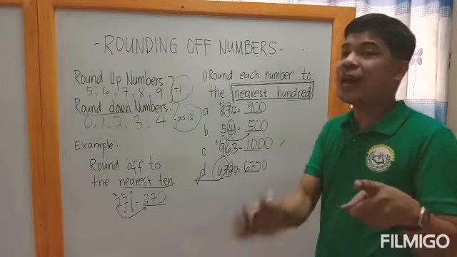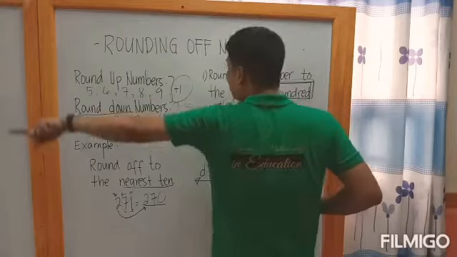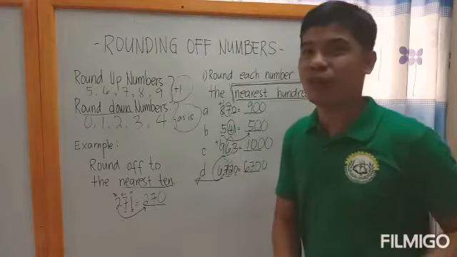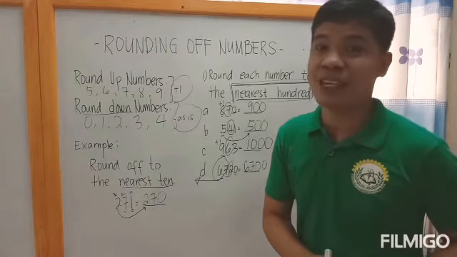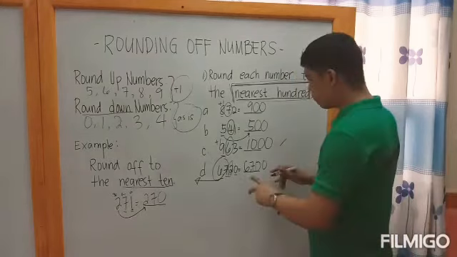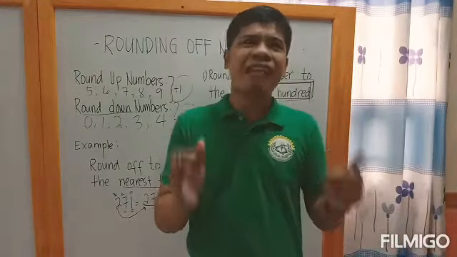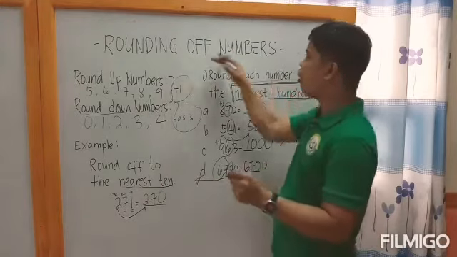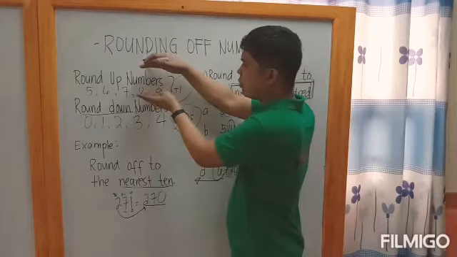Again, if there are numbers going to the left side of the target number, what we're going to do there, just simply copy. Do not turn them into zeros, because if you turn them, you will be wrong. Okay? So that's all. So I hope, guys, you learned a lot from our lesson about rounding off numbers.